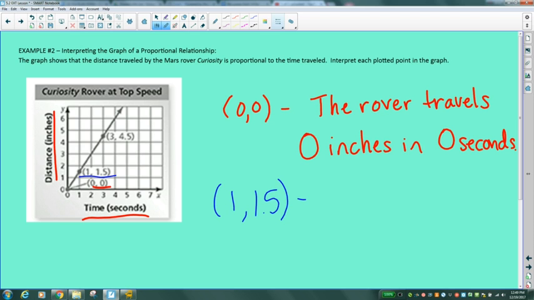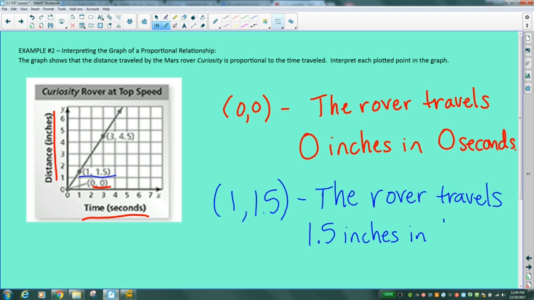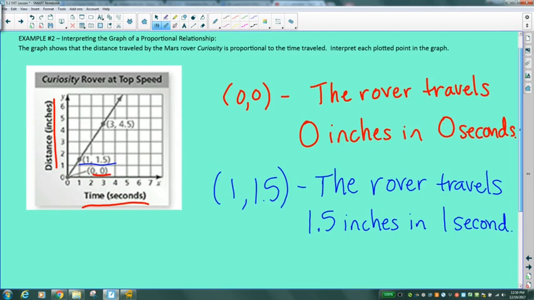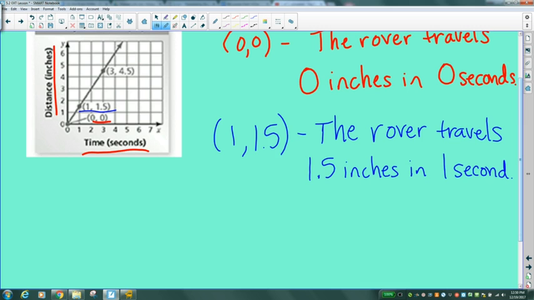So in a sentence, I could say the rover travels 1.5 or 1 5/10 inches in 1 second. That's an interpretation. That is also a unit rate, if you didn't notice that. And that unit rate could be utilized for finding other amounts as well, because we're going 1.5 inches per 1 second. And remember, unit rate relates to the amount per 1.